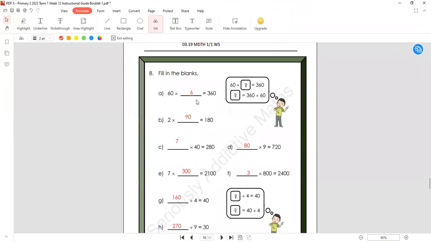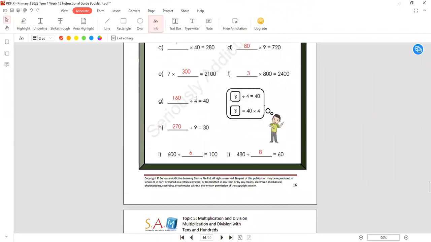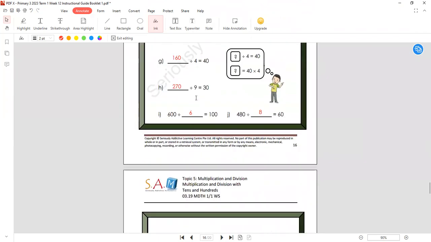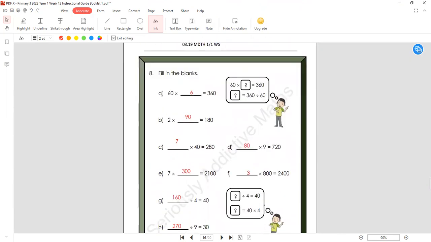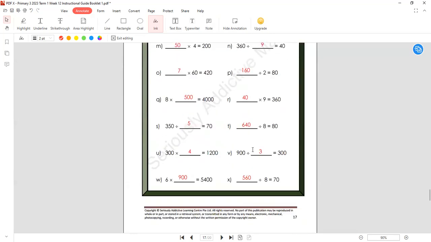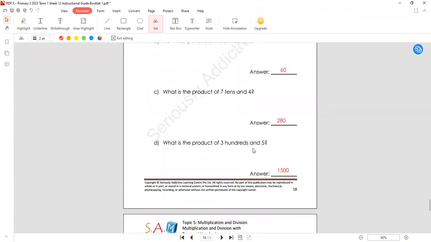Okay, then let's see. I think the rest I would just assign as homework, but perhaps just to make sure that they are able to do a few more on their own, right? I would say go to page 16, do question 8, right? And then B and F. Okay, and then we move on to the next book.